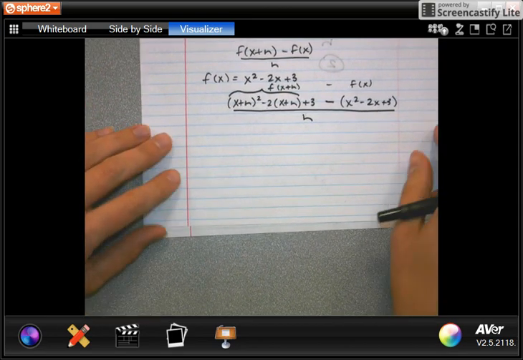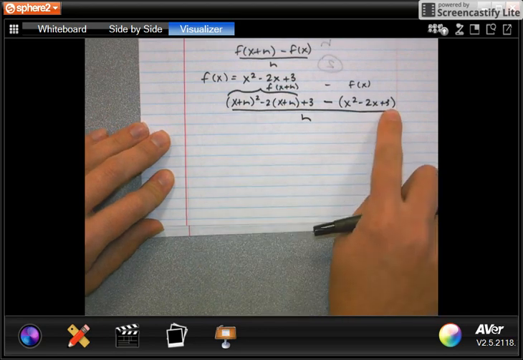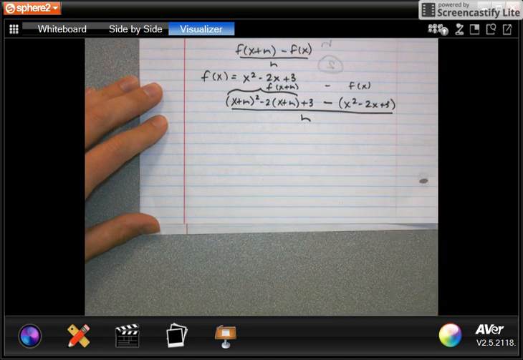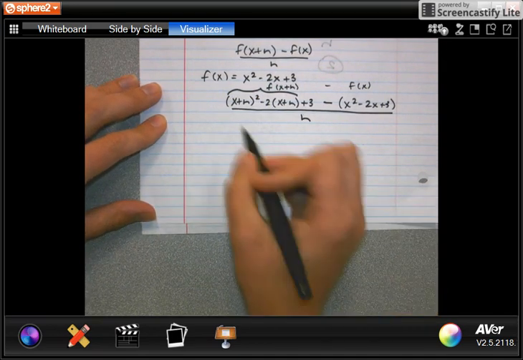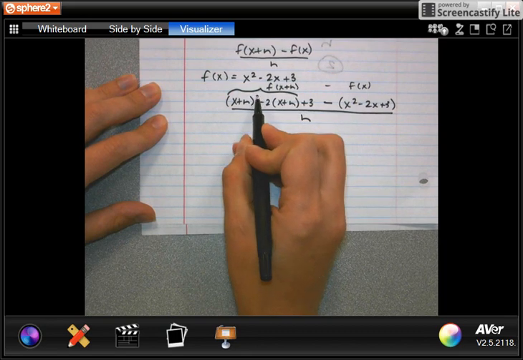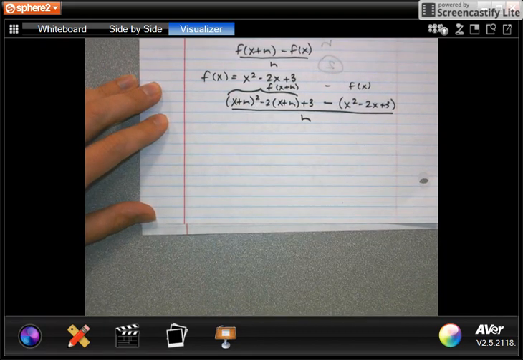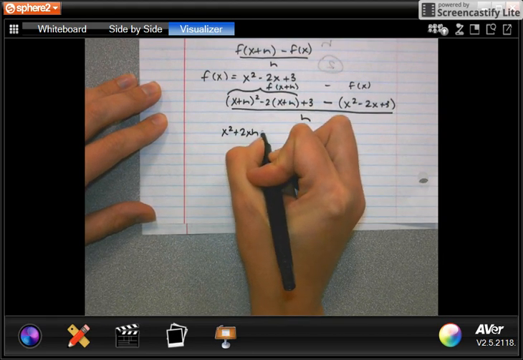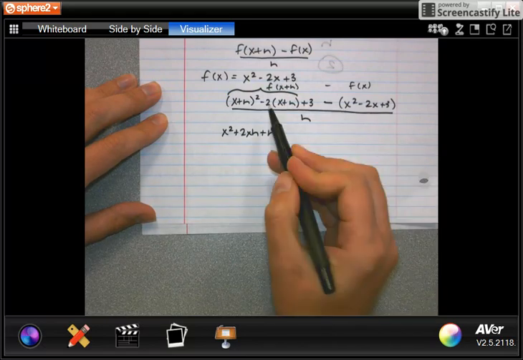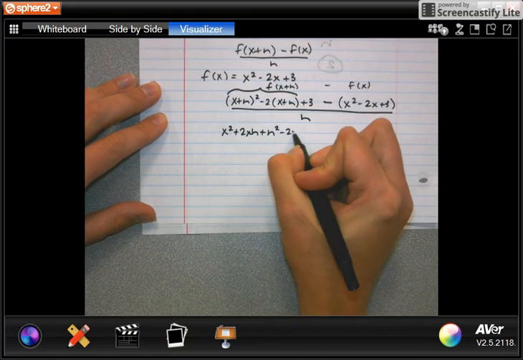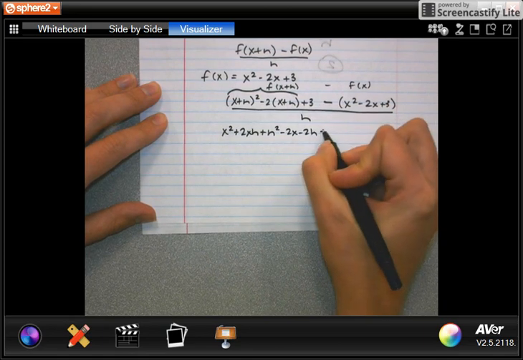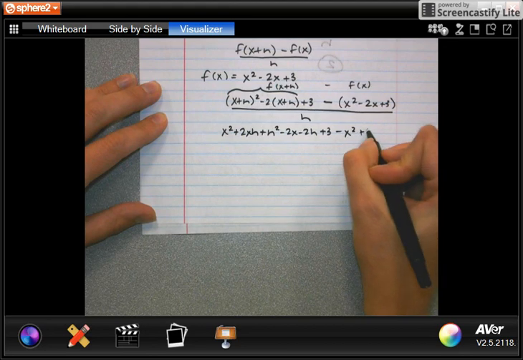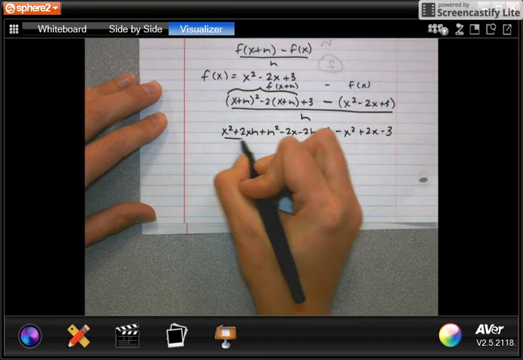Now, really, this is the hardest part here, is trying to figure out this whole first step. From here, all it is is simplifying and combining your like terms using our algebra skills. So this right here becomes, I'm just going to square this part, do x plus h times x plus h. So that becomes x squared plus 2xh plus h squared. I'm going to distribute the negative 2. That becomes negative 2x minus 2h. There's that plus 3. I'll distribute the negative sign, negative x squared plus 2x minus 3, all over h.